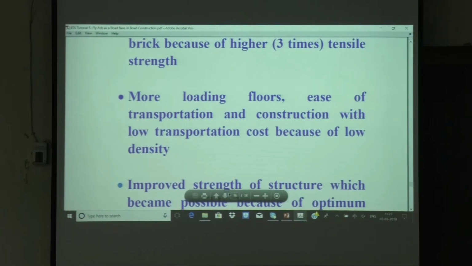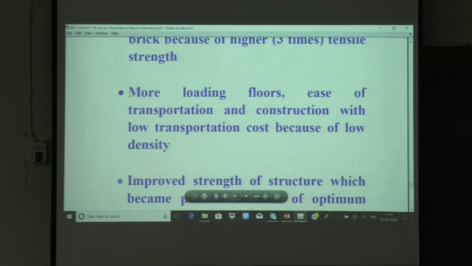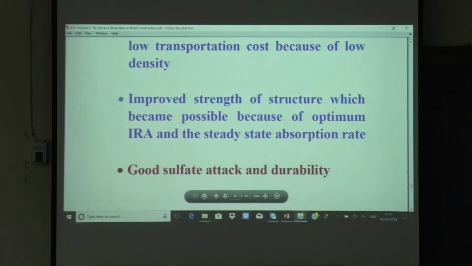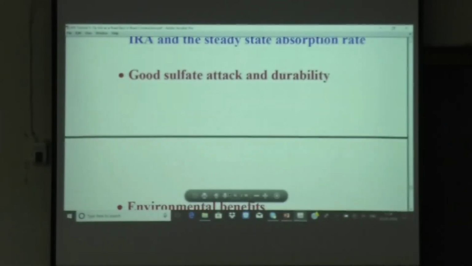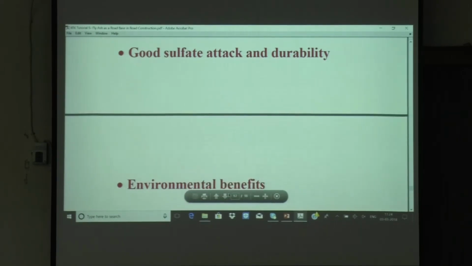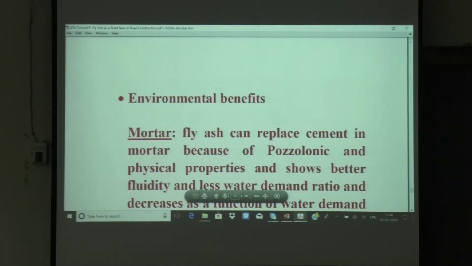Not only that, you can also use more loading floors, and because of the low density of fly ash there are low transportation and construction costs, so it is quite attractive. There is improved strength of structure, which becomes possible because of the optimum initial rate of absorption and the steady state absorption rate of fly ash, and good surface finish and durability. So these are the advantages of fly ash. And then environmental benefits also are important.